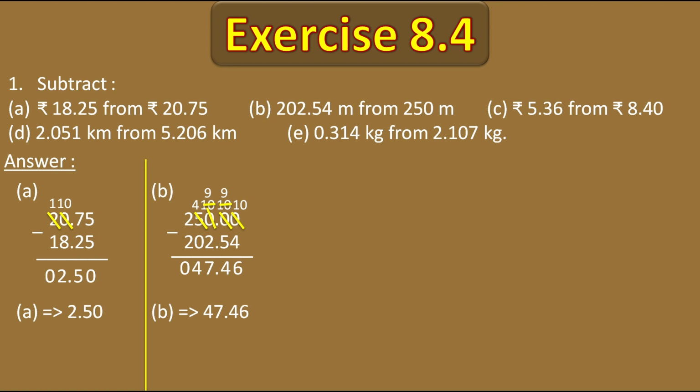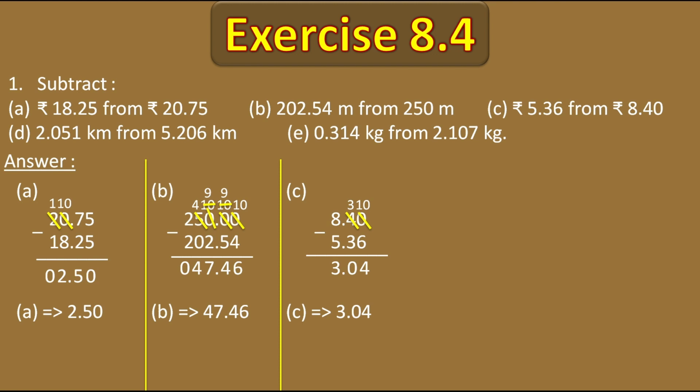Okay. Next we have rupees 5.36 from rupees 8.40. So 8.40 will come up and next 5.36. Now here again we have 0 up. So let's make it 10 by taking 1 from this 4. So this 4 became 3 and this 0 becomes 10. So 10 minus 6 is 4 and 3 minus 3 is 0. 8 minus 5 is 3. So the answer is 3.04.